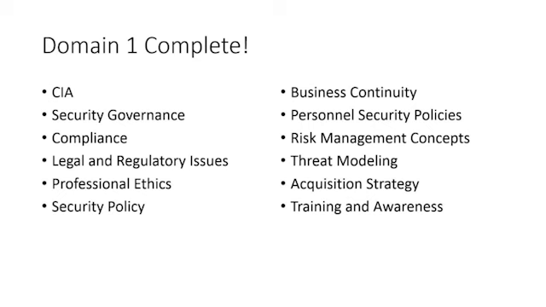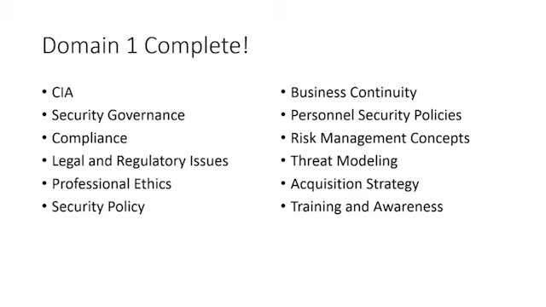So that does it for domain 1, right? So we're all done with domain 1. We talked about the CIA triad, confidentiality, integrity, and availability. We talked about security governance and keeping things in line with our business practices. The compliance, so keeping our company in compliance with local, federal, and state regulations and laws.